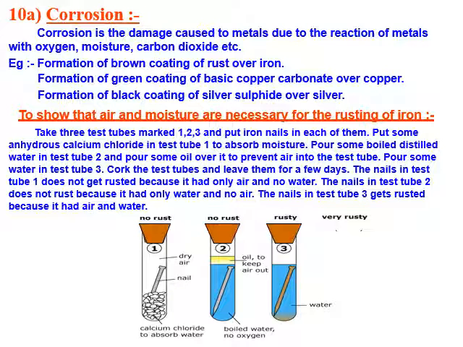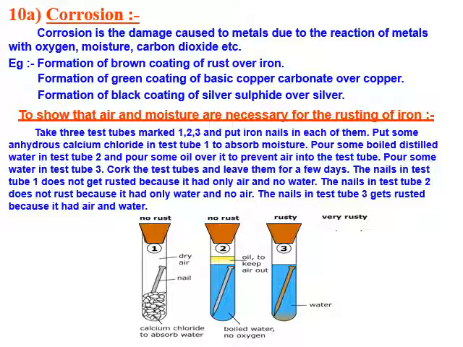Corrosion. Corrosion is the damage caused to metals due to reaction of the metal with oxygen, moisture, carbon dioxide, etc. Example, formation of a brown coating of rust over iron, formation of a green coating of basic copper carbonate over copper, and formation of a black coating of silver sulfide over silver.